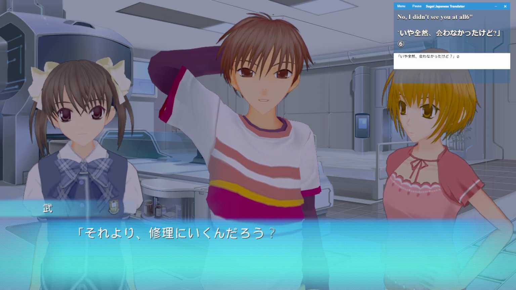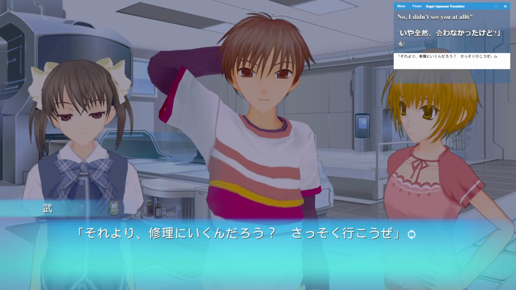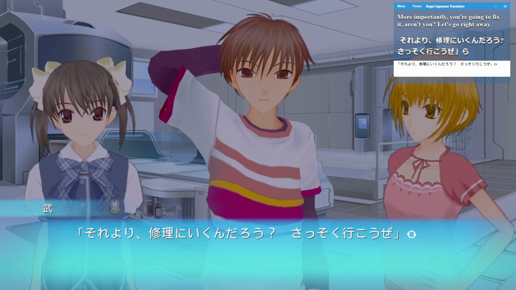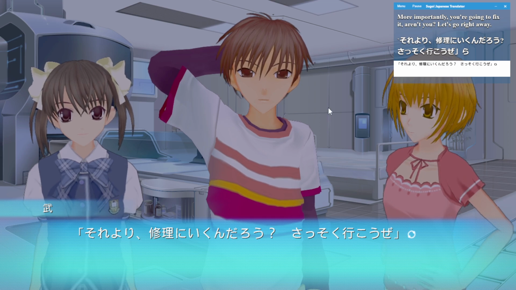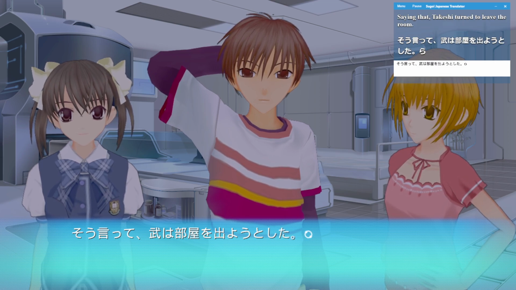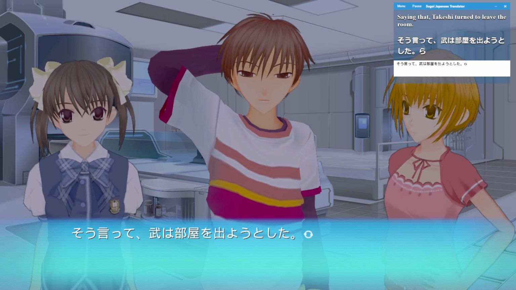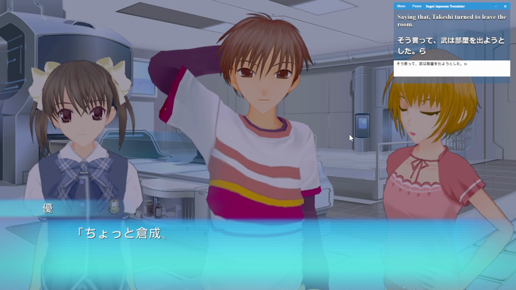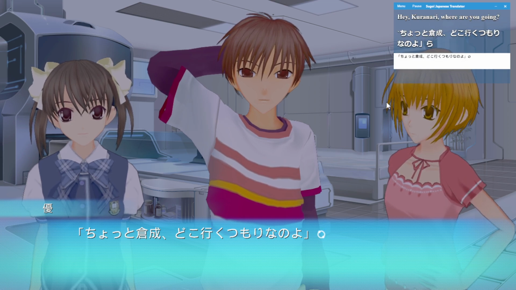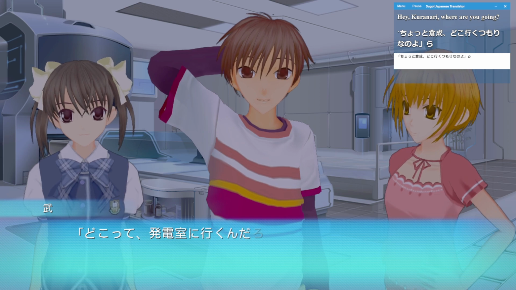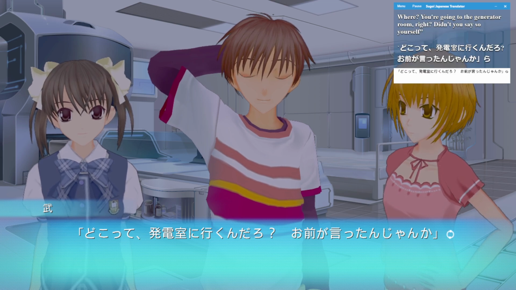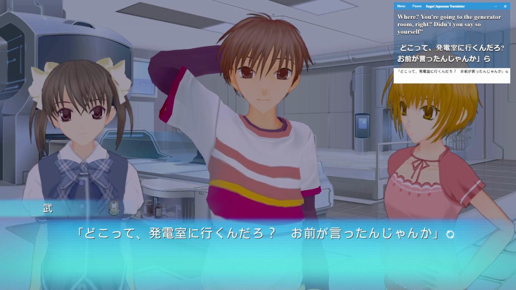More importantly, you're going to fix it, aren't you? Let's go right away. Saying that, Takeshi turned to leave the room. Wait, Kurenari, where are you going? You're going to the generator room, right? Didn't you say so yourself?